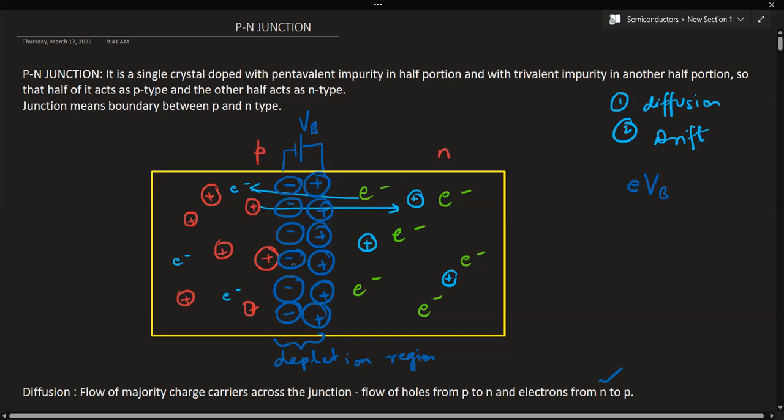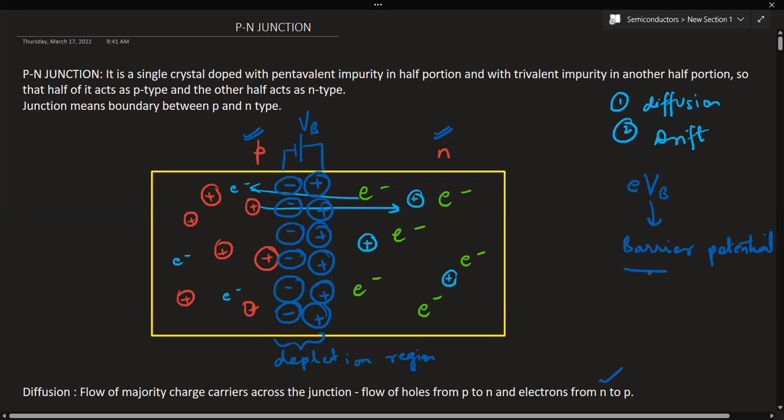This accumulation of negative charges in the P type and positive charges in the N type part of the semiconductor creates a potential difference. Positive and negative charges have potential differences between them, so these layers will also have a potential difference. This potential difference acts as a barrier to stop further diffusion. That's why this potential difference is named differently, and we call it the barrier potential.